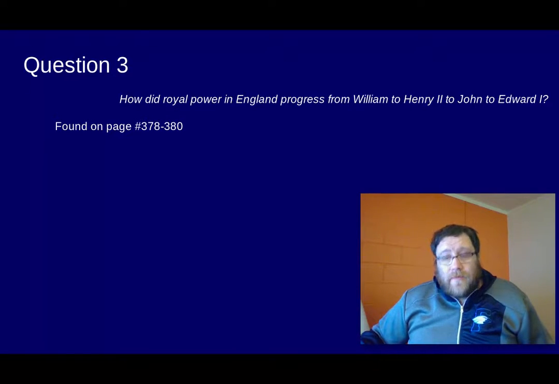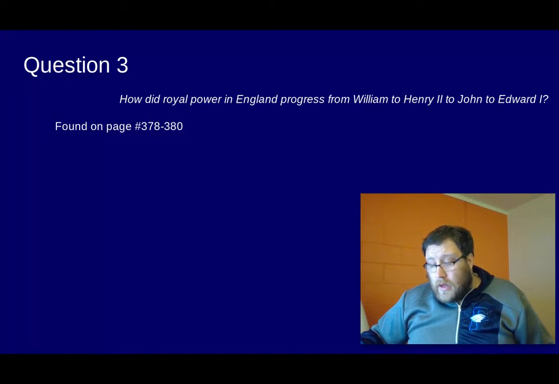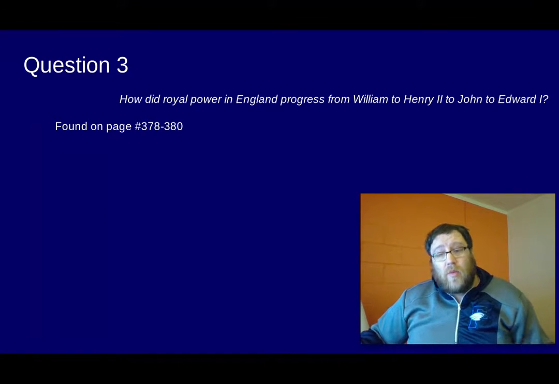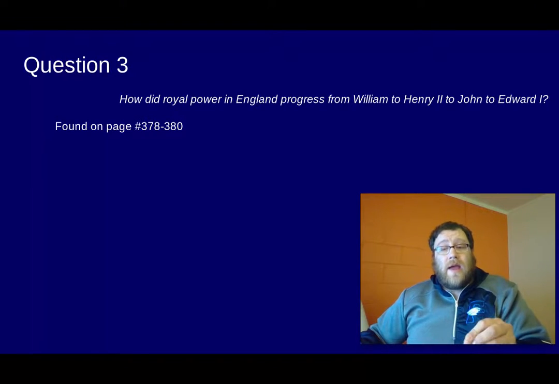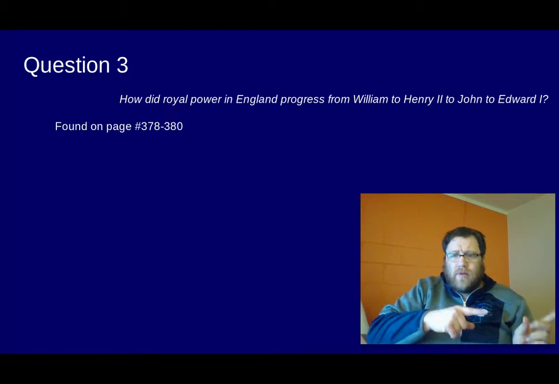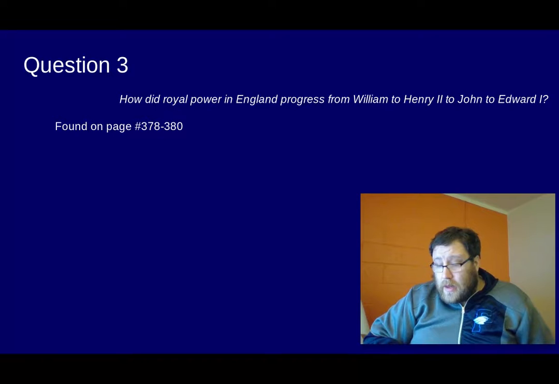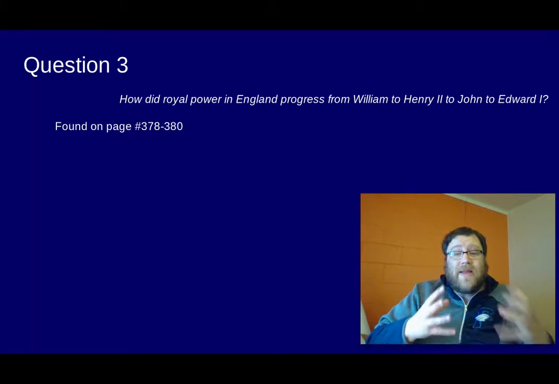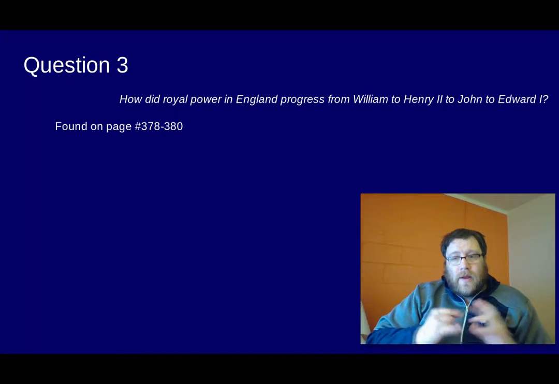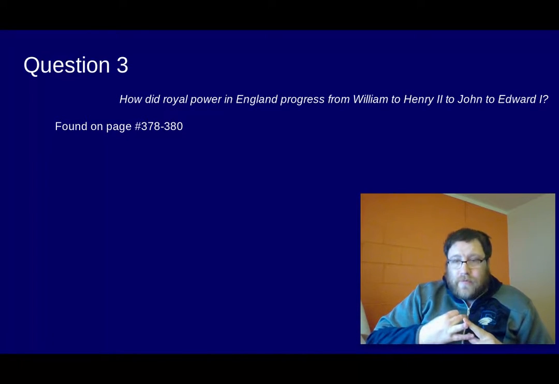They rebelled in 1215. They were able to force King John to sign what's called the Magna Carta, or the Great Charter. We talked about it in the previous question. And this placed limits on the king's power. It limited his ability to collect taxes. It limited his ability to just punish anyone. That was not okay.